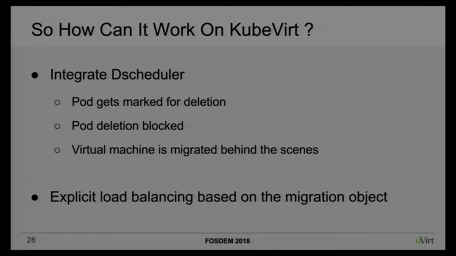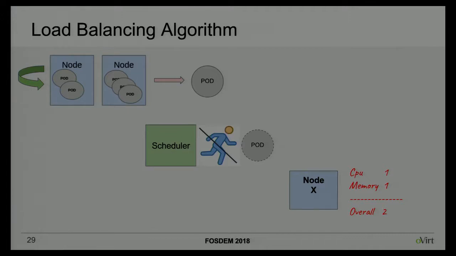I also talked about scheduling simulation. So we might be able to neglect the scheduler project and do explicit load balancing based on migration objects and utilizing the dry run functionality. So this is an example for a brute force algorithm that will make use of such dry run functionality. I will go all over the pods in the cluster, taking them from all the nodes, dry run them with the scheduler, and see what is the destination node.